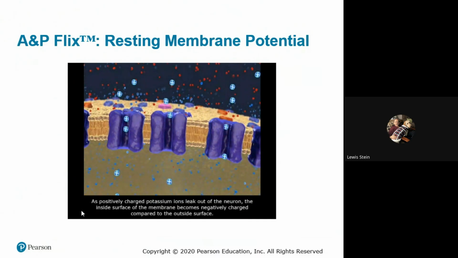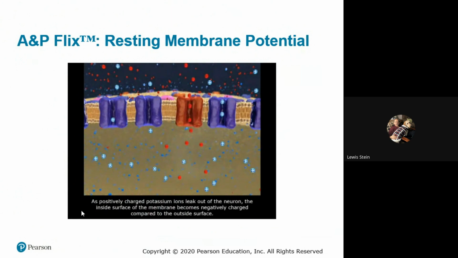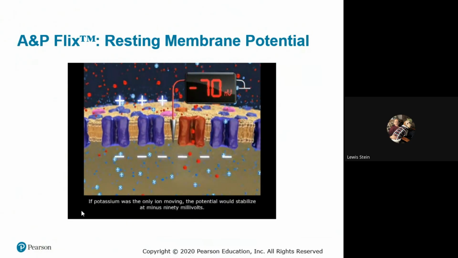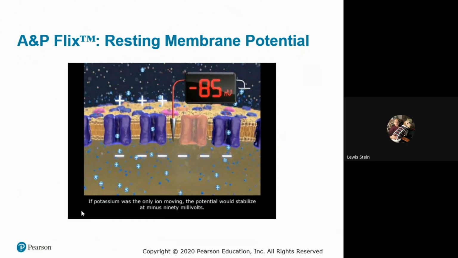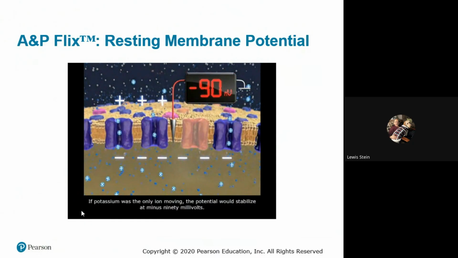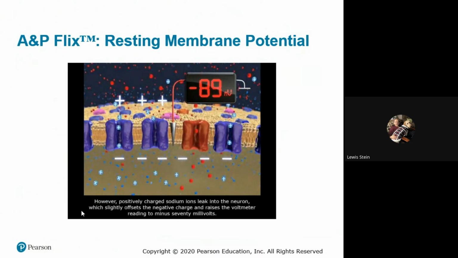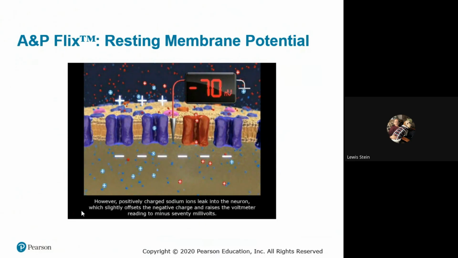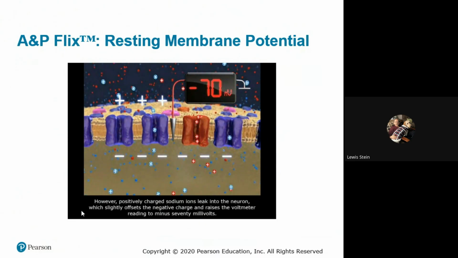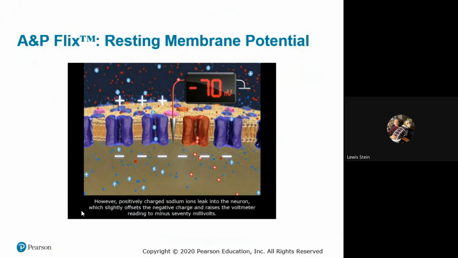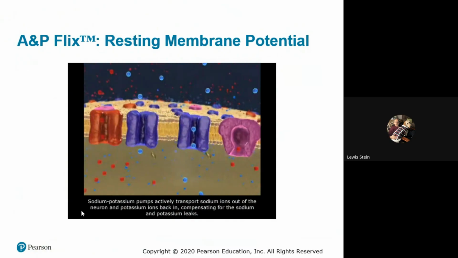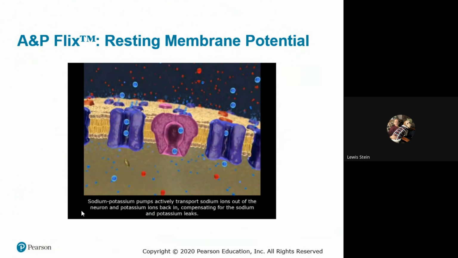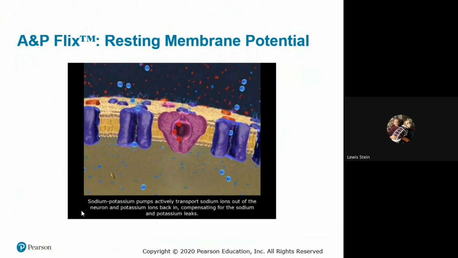As positively charged potassium ions leak out of the neuron, the inside surface of the membrane becomes negatively charged compared to the outside surface. If potassium was the only ion moving, the potential would stabilize at minus 90 millivolts. However, positively charged sodium ions leak into the neuron, which slightly offsets the negative charge and raises the voltmeter reading to minus 70 millivolts. Sodium-potassium pumps actively transport sodium ions out of the neuron and potassium ions back in. They maintain the gradients, compensating for the sodium and potassium leaks.